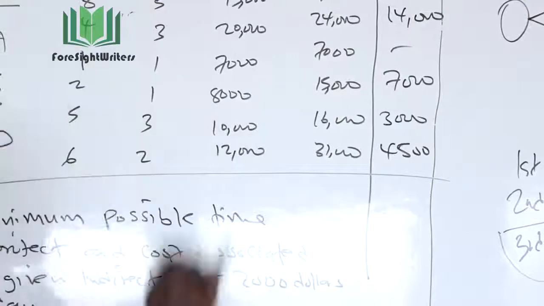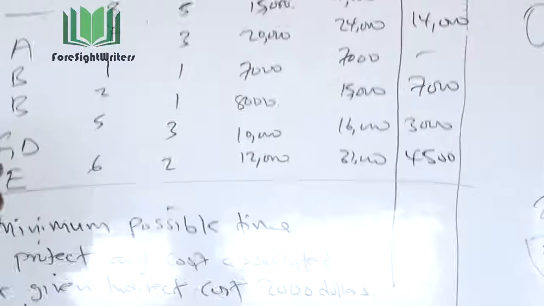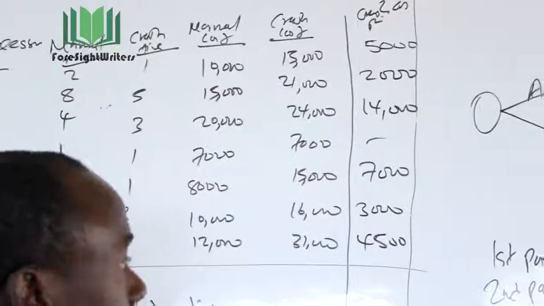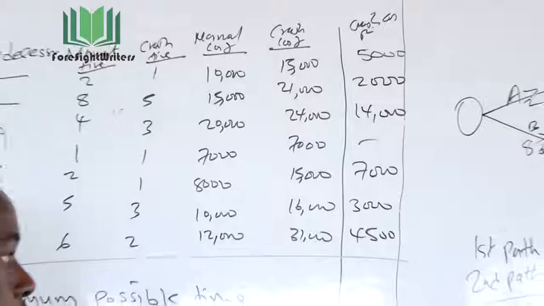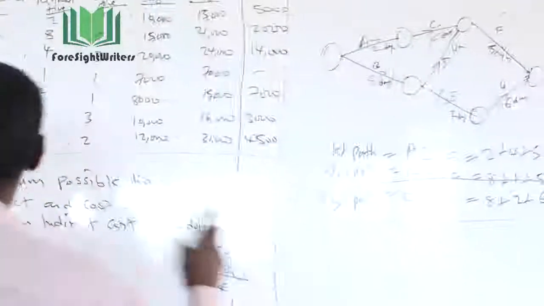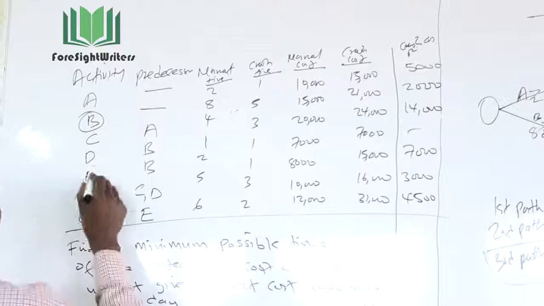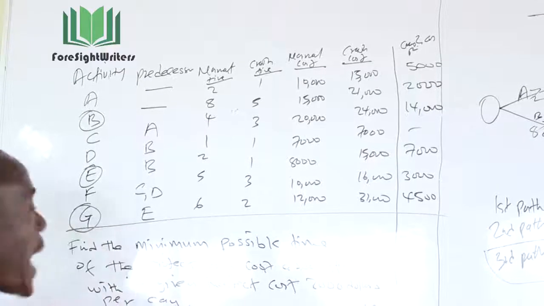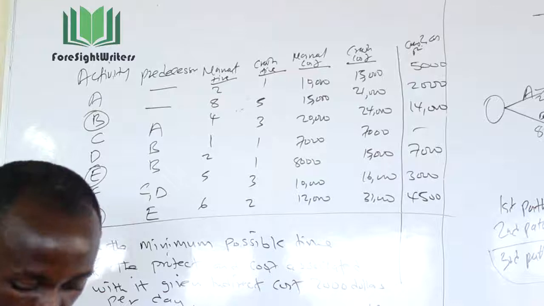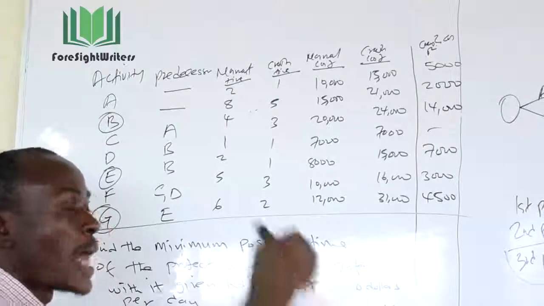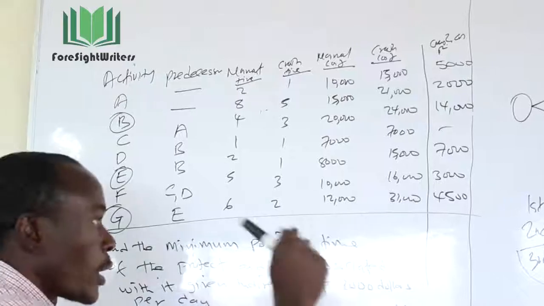So I've already identified all the activities that I'm supposed to crash. But the most important thing is to identify which activities require priority when I'm crashing. These activities are activity B, E, and G. So you come and circle activity B, activity E, and activity G. Why these activities? Because these are the activities on the critical path, and they're the ones that I need to crash.